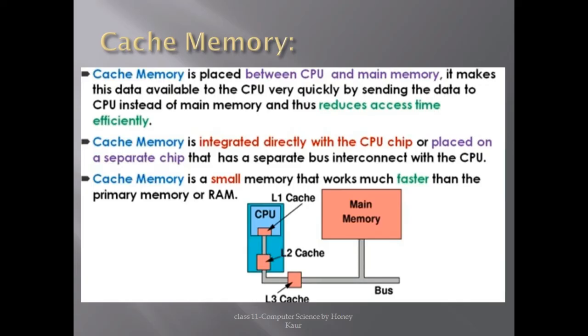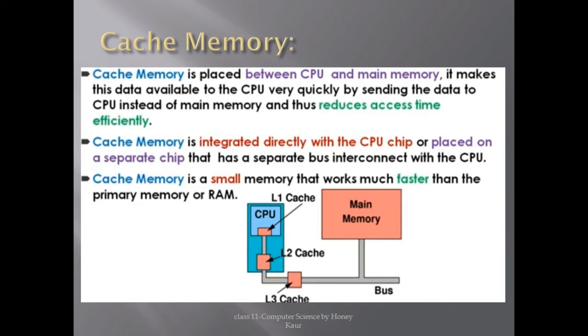Coming to the other memory, cache memory. Cache memory is placed between the CPU and main memory. So it is a memory which is frequently used. It is like a clipboard which remains in between the CPU and main memory. So central processing unit और हमारी primary memory के बीच का part होता है हमारा ये वाला. It makes this data available to the CPU very quickly by sending the data to the CPU instead of main memory, and thus reduces access time efficiently.